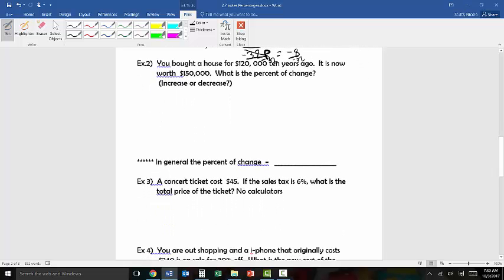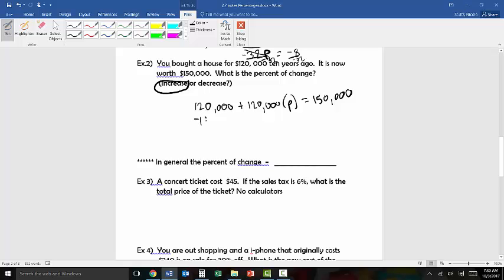Okay, let's try another one. So you bought a house for $120,000 10 years ago, and it's now worth $150,000. What is the percentage change? So this is obviously an increase. This is what you want when you buy a house. You want your house to be more value than you originally purchased it for. So you take your original price, and you're going to this time add, since it's an increase. And then if you were getting the percentage, you would take the original price times the percentage of change. And that's going to get you $150,000.